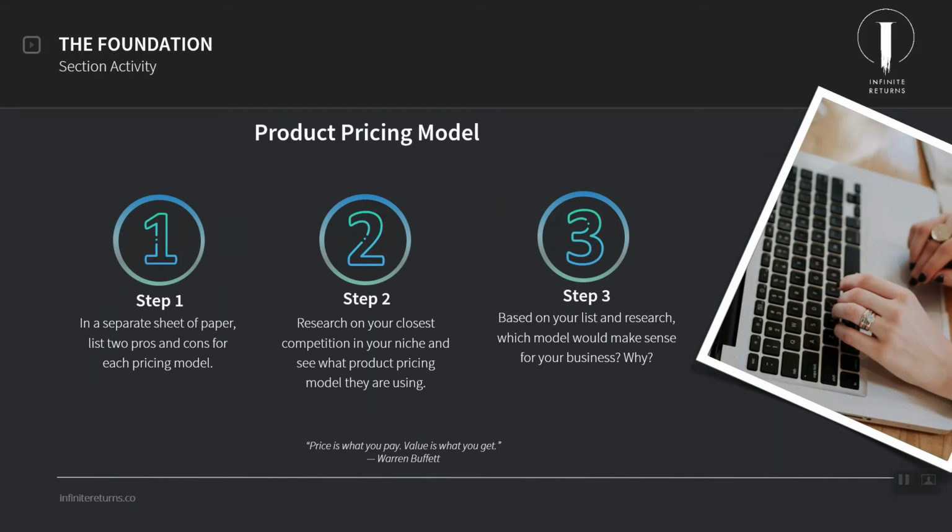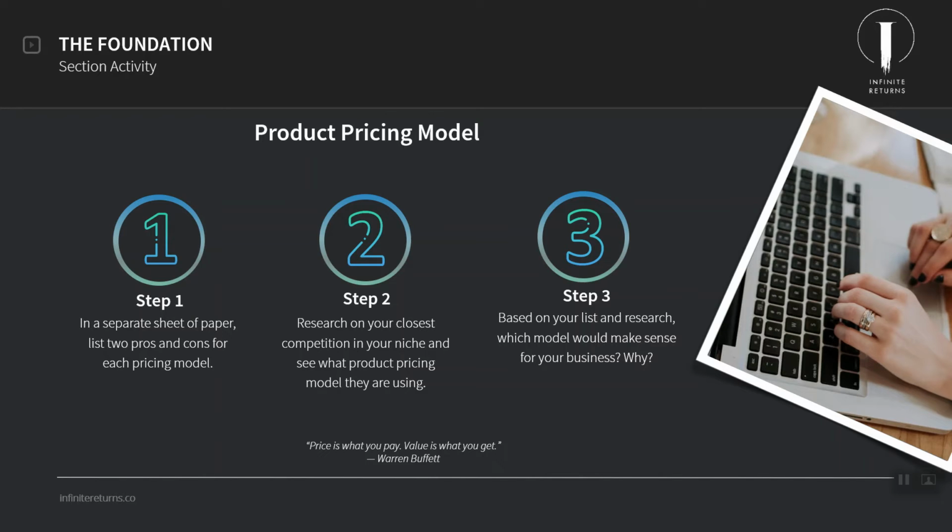So, what's your homework? You need to sit down on a sheet of paper and write down the pros and cons of each one of these that I've already gone through. You're like, what? I can't just watch? I have to do work? Yes, you have to pause the video and go to the big old workbook that we have. And you need to sit down. What are the pros and the cons?